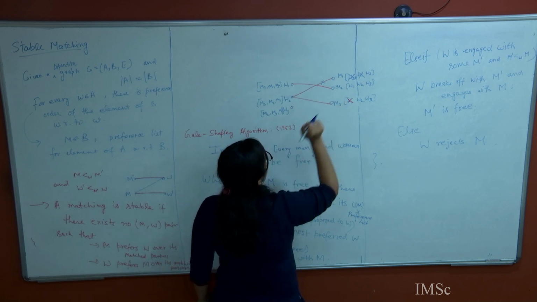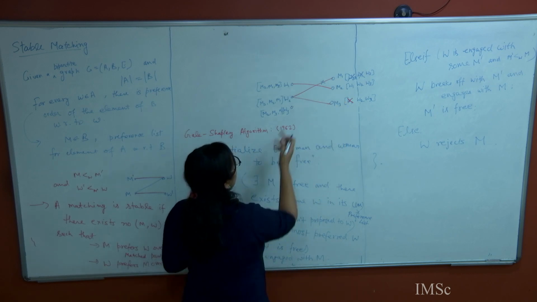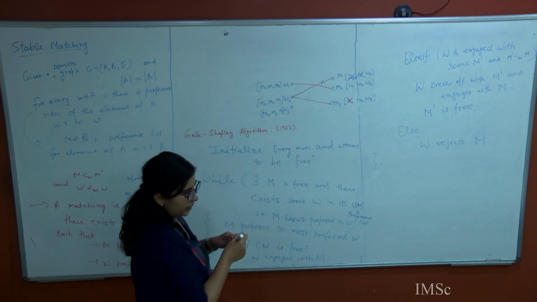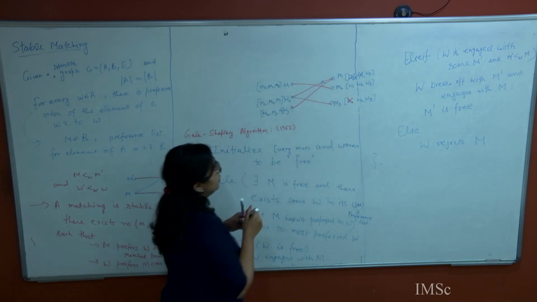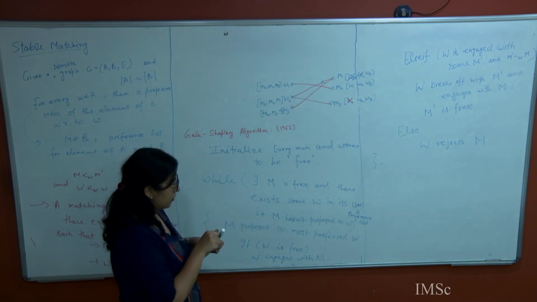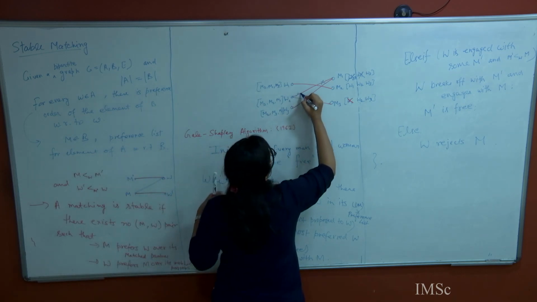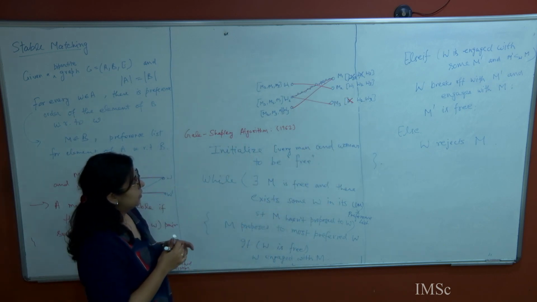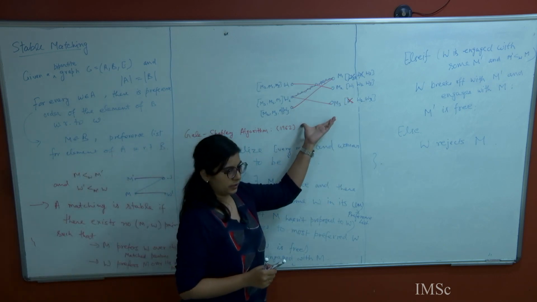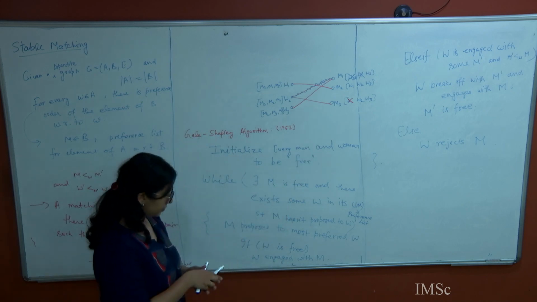So, now M1 goes to W3, and because W3 is free, W3 accepts. Okay, so this is a matching. So, this one we are good. So, at the end we got this matching. Okay.